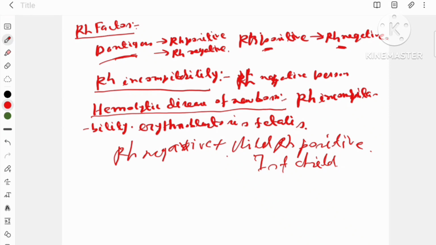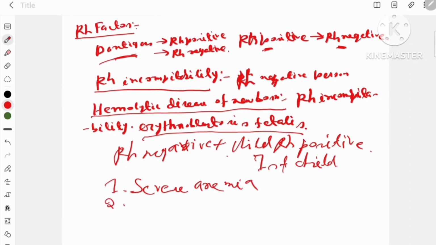To compensate, the bone marrow releases a large amount of immature blood cells named proerythroblasts, and because of this the disease is known as erythroblastosis fetalis. Ultimately, due to excessive hemolysis, severe complications develop, such as severe anemia due to hemolysis, then hydrops fetalis, and kernicterus.